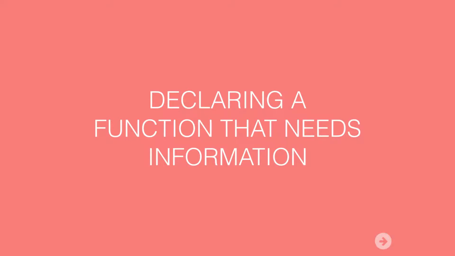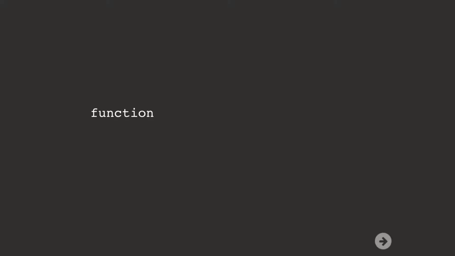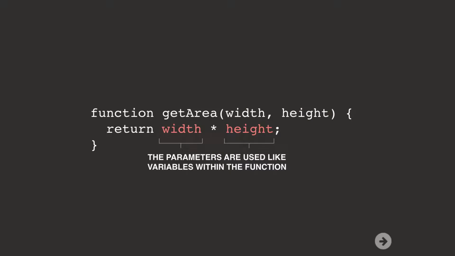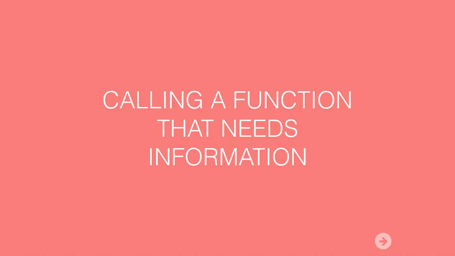So to declare a function that needs some information, we would first declare it with the keyword function, then the function name, and it is followed with the parameters that it's going to take. So for example, if we want the area of something, we pass it in width and height. We calculate our width and height and then return that particular value. So our width and height are parameters, and they are used like variables within that function.